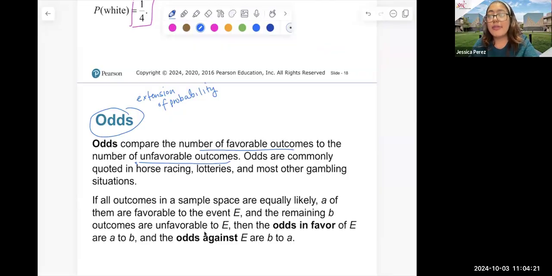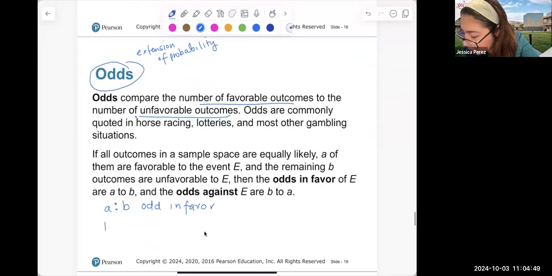So you have odds in favor of winning and odds in favor of losing. If all outcomes in a sample space are equally likely, A of them are favorable to the event E, and B of them are unfavorable, the odds in favor of E are A to B. And it looks like this. B to A are the odds against.